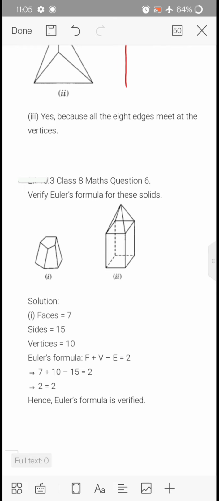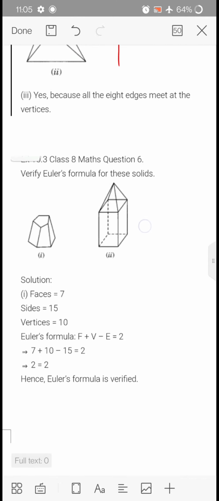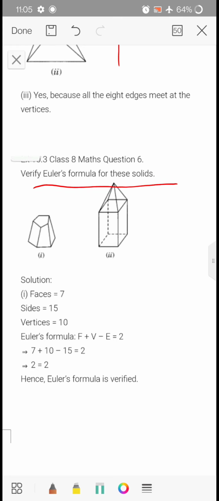Now we will move with the question 6, in which we will apply the Euler's formula. 3, 4 and 5 are very easy. So let me recall you the Euler's formula. What the Euler's formula is? It's F plus V minus E is equals to 2. So what the question is, verify Euler's formula for these solids. Means they have given 2 different solids. You have to verify the Euler's formula.